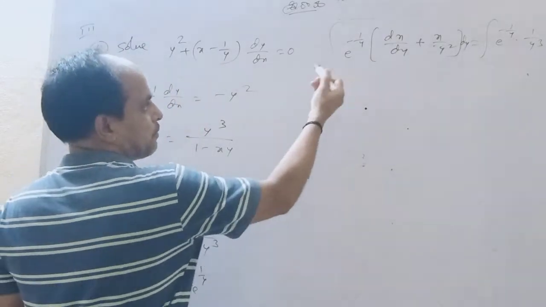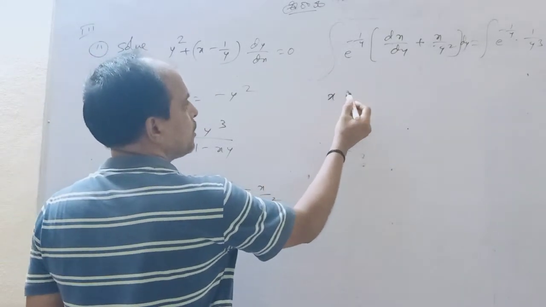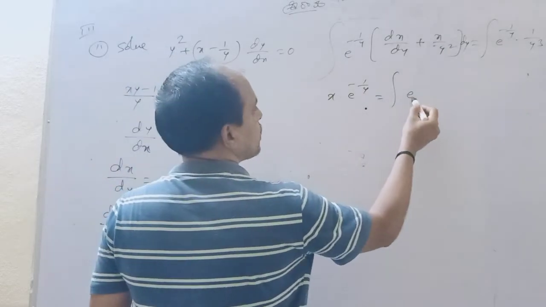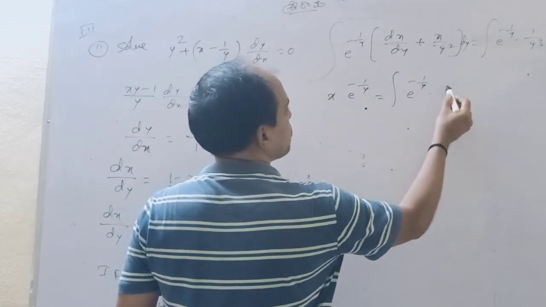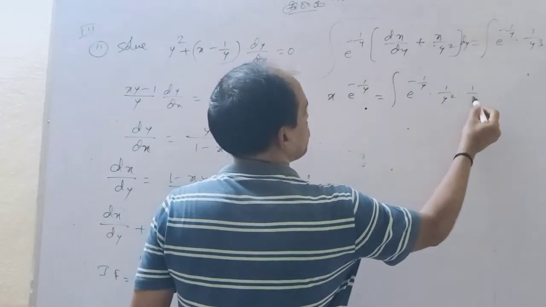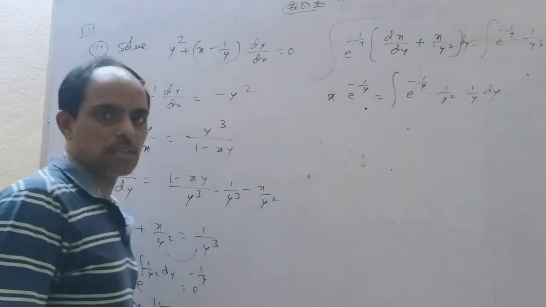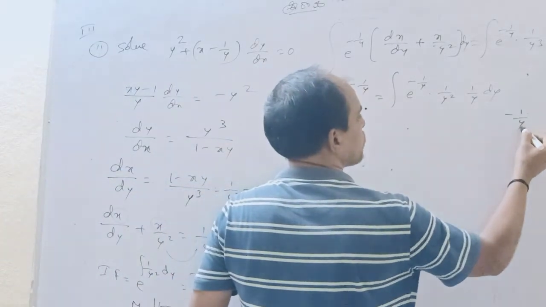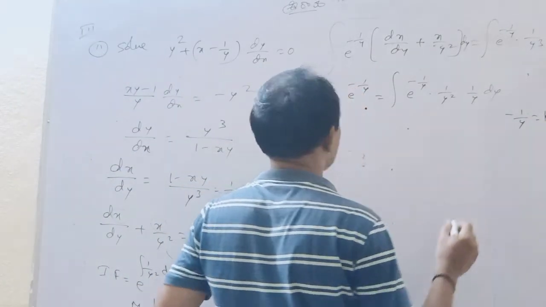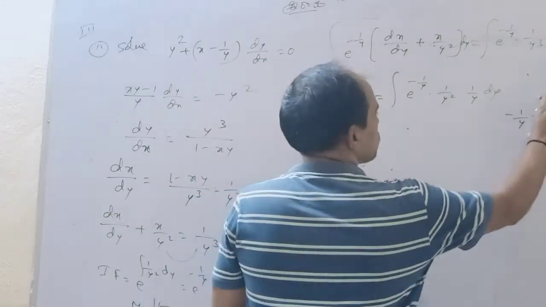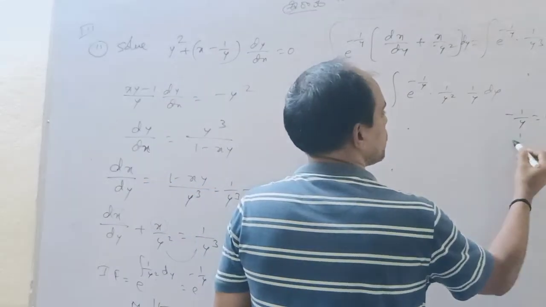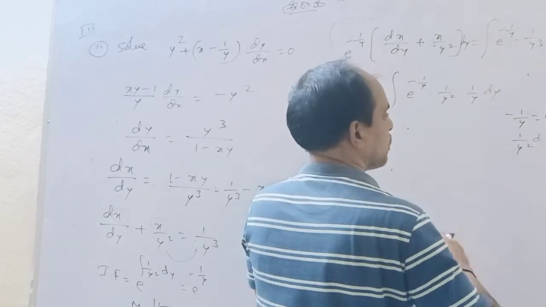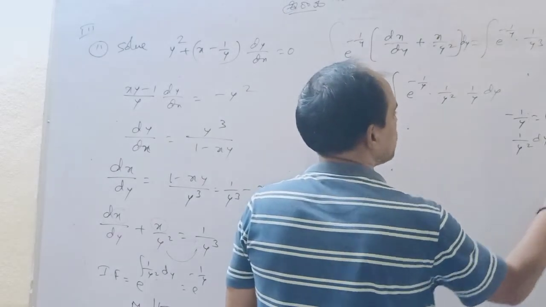Now the left hand side is very easy, x into the integrating factor. Then what about that integration? e power minus 1 by y into 1 by y square into 1 by y dy. Same as the last two problems, the previous two problems. So you take minus 1 by y as k or t. There is no k, so you can write t. So its derivative is 1 by y square dy, 1 by y square dy is equal to dt.